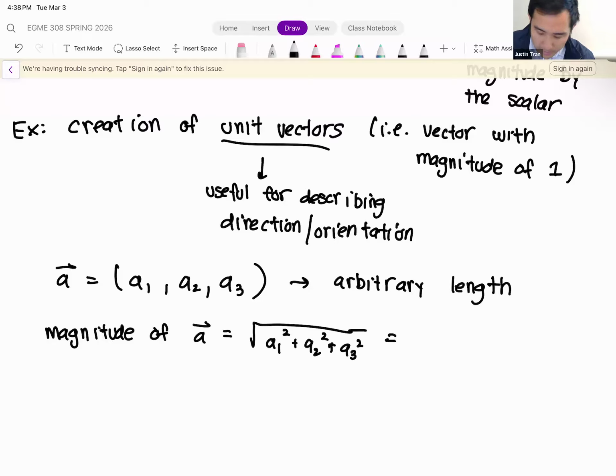And so usually we denote the magnitude by these vertical braces. You've probably seen that notation before, and that's typically the notation I use. So if you have vertical braces around a vector, that essentially means that's going to be our magnitude.